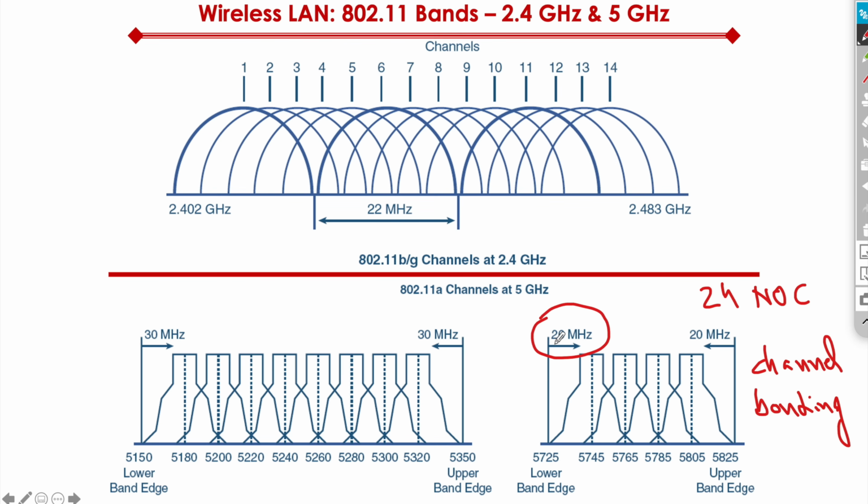Let's say at 5 gigahertz, if each channel is 20 megahertz, if we bond 2 channels together, that would be 40 megahertz. And if we bond 4 channels together, that would give us 80 megahertz. And when we do that, what that does for us essentially is it increases the throughput quite a bit. And that's what we're experiencing with the technologies that we have in place today.